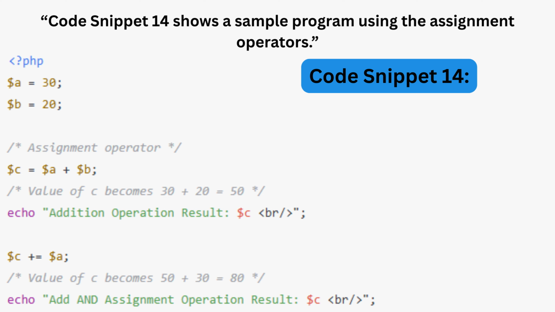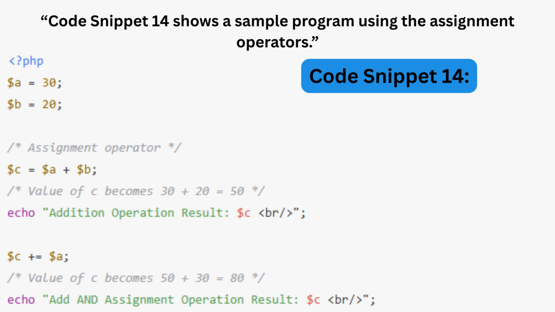This expression might look unusual at first, but it's actually just a shorthand version of C = C + A. PHP takes the existing value of C, which is currently 50, adds the value of A, which is 30, and then replaces the old value of C with the new total, 80. This operator is incredibly helpful because it allows your code to stay clean, concise, and easy to understand. Instead of writing longer and repetitive statements, you simply apply an operator that updates the variable directly.